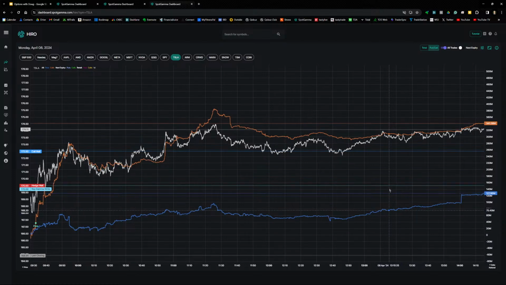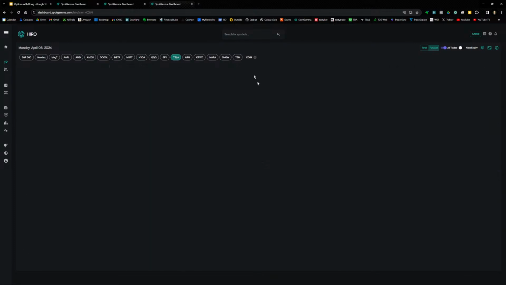All right, so Tesla, very bullish day today. Traders continue to take positive delta positions, buying calls and selling puts. Certainly would not be looking for a short in Tesla today. All right, let's take a look at another stock, Coinbase.